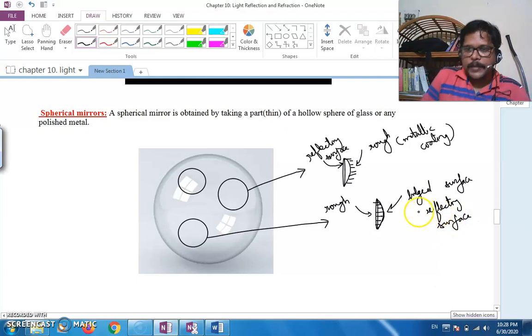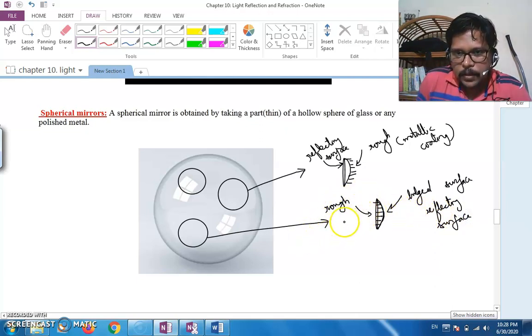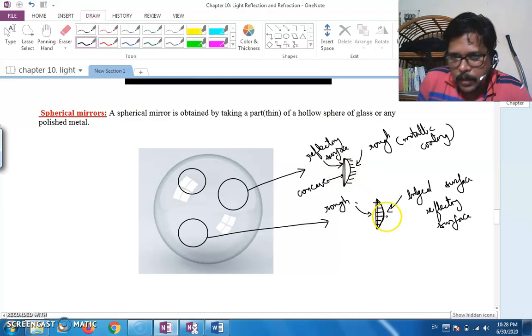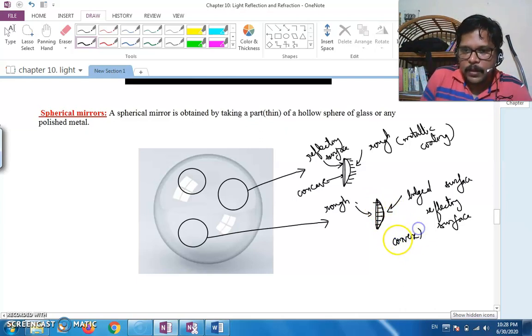Now we have two kinds of mirror. If the surface is inward, the reflecting surface is curved inward. Such a mirror is called a concave mirror. So the reflecting surface is curved inward. Now if the reflecting surface is bulged outside, such a mirror is called convex. Convex, always you remember, it's a bulge shape. Bulge shape is convex shape.